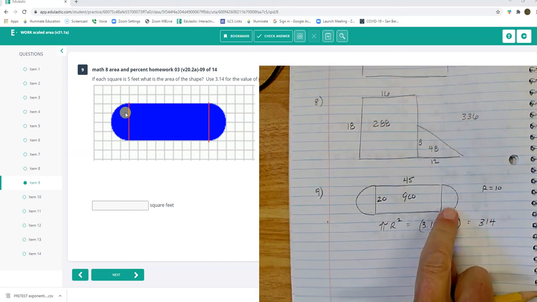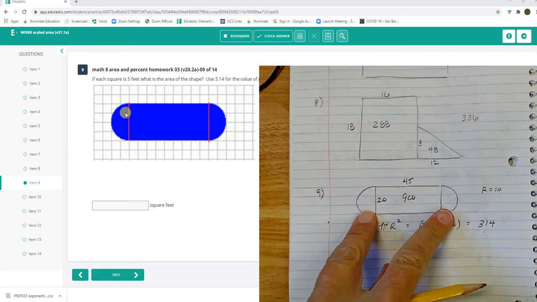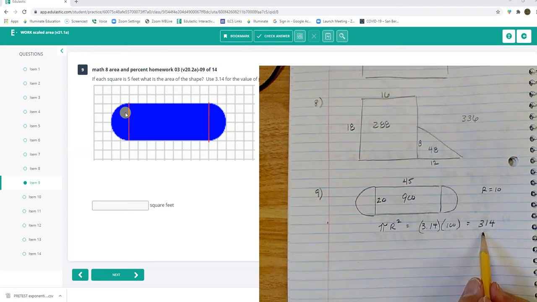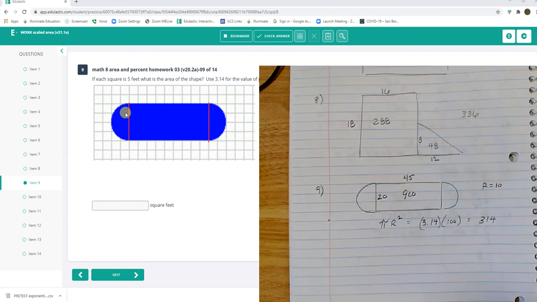Now I know you're like, oh, but Mr. Barr, divide it by 2 because that's half a circle. Well, yeah, I could divide it by 2, but then I'd have to double it because it's a full circle. So I'm just going to keep it as 3.14 times 100, or 314. 314 plus 900 is 1,214.